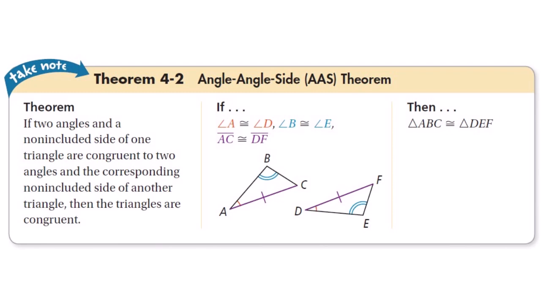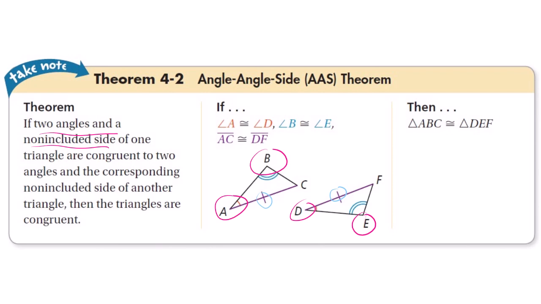And so angle-angle-side, just like you would think, says if we have two angles and a non-included side of one triangle congruent to two angles and the corresponding non-included side of another triangle, then the triangles are congruent. Okay, so basically, if we have two angles, right, and a non-included side, so not the side between the two angles, but a side that is apart from the two angles, and it has to correspond.